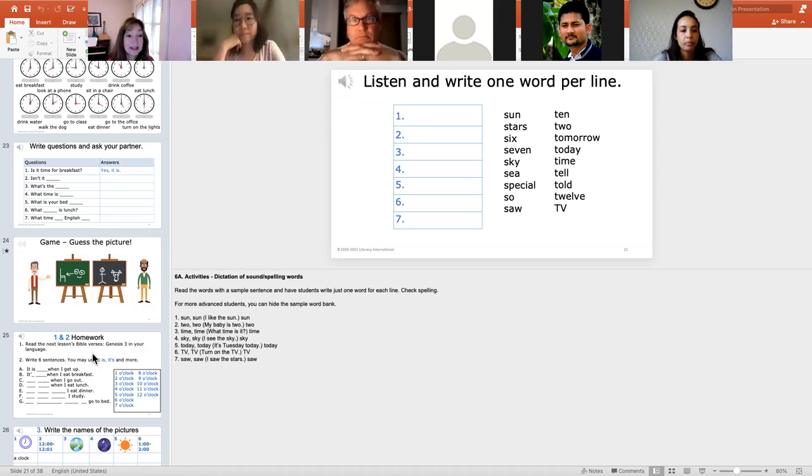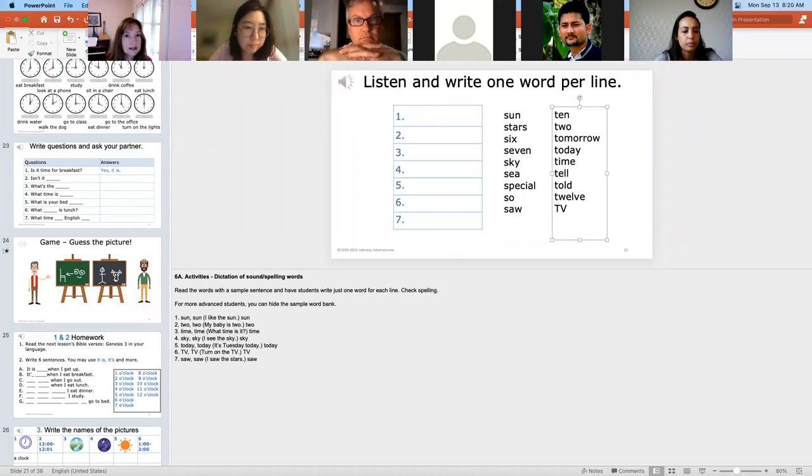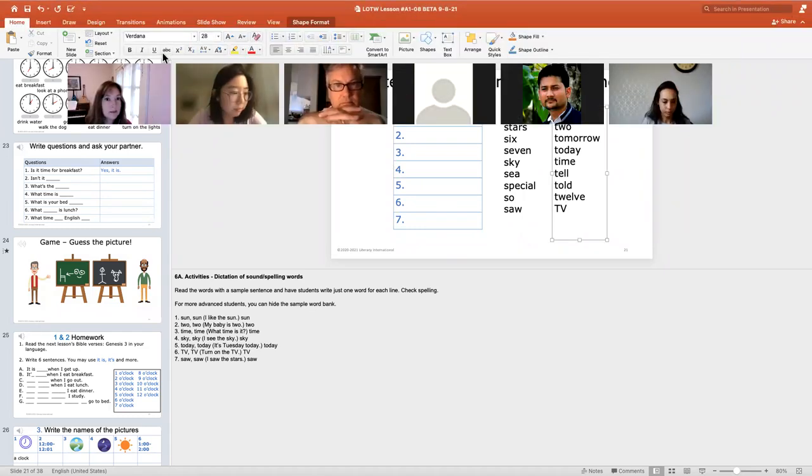So for this one, I just go down here and I'd say number one, sun, sun. I like the sun, sun. And so if students have a printout, they can write it on their printout. If they're using it on the computer, they can just go ahead and write the word on their computer. Again, if you want to make it more challenging for them, you can hide the word bank. And you can just go ahead and delete those words or cover them up with a rectangle.